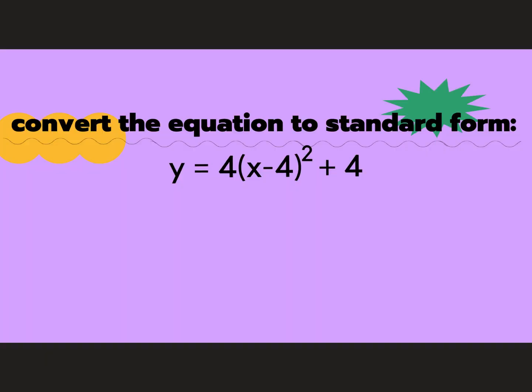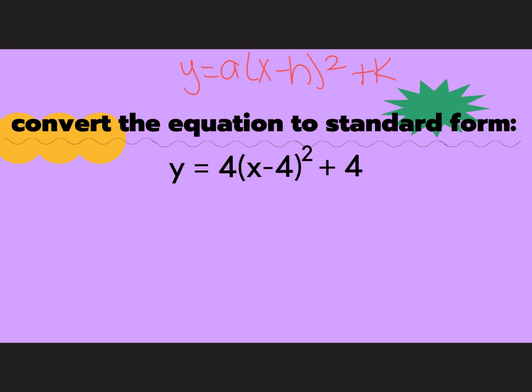So let's get started. On this problem, we are given a quadratic function in vertex form. Okay? Remember that vertex form is y equals a(x minus h) squared plus k. Okay? This is in vertex form. And we are asked to convert it to standard form. Okay? So let's get started.